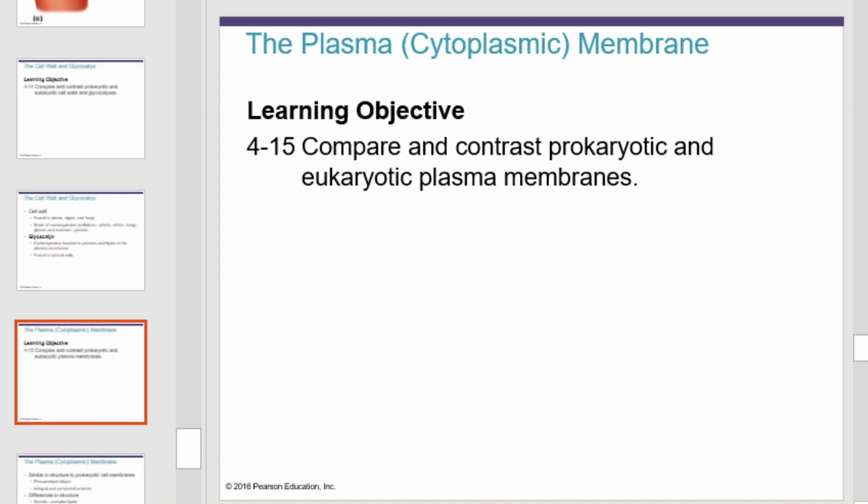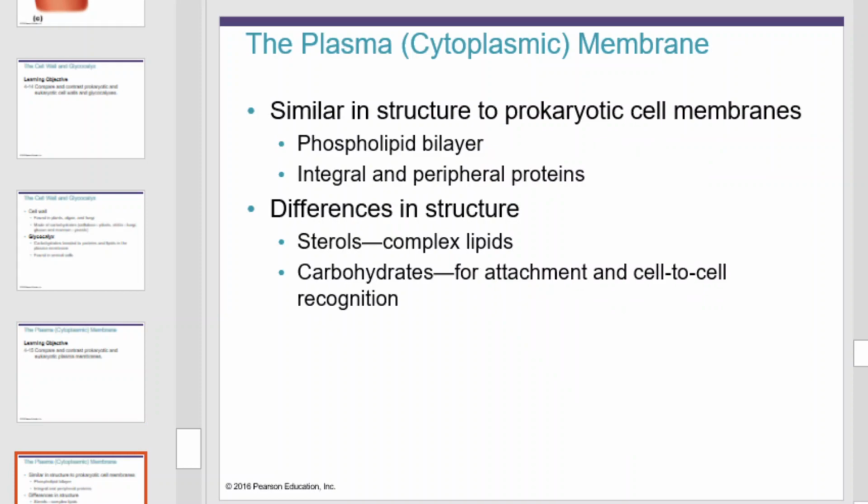Moving deeper into a eukaryotic cell, we'll look at the plasma membrane. The plasma membrane of a eukaryote as compared to a prokaryote is very similar. It's similar in structure in that it is made up of phospholipid bilayers and integral and peripheral proteins. The main difference between a eukaryote and prokaryotic cell membrane are the sterols, which are complex, and carbohydrates that are used for attachment and cell-to-cell recognition.